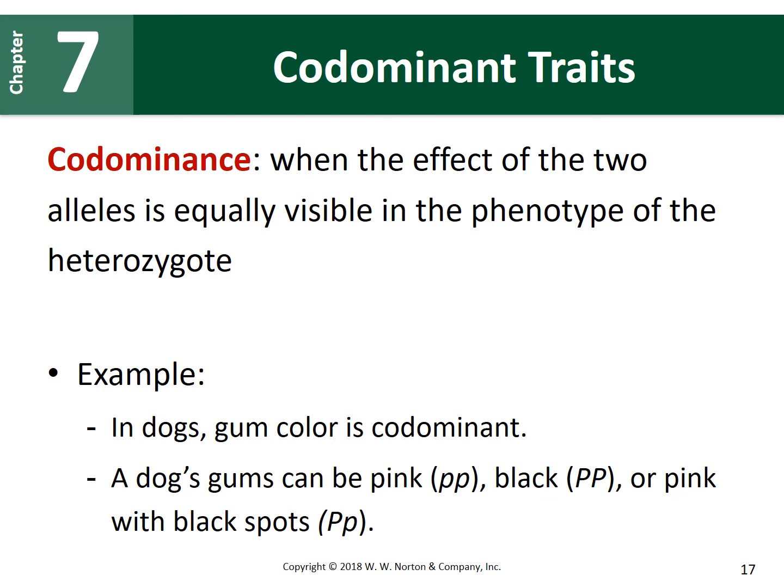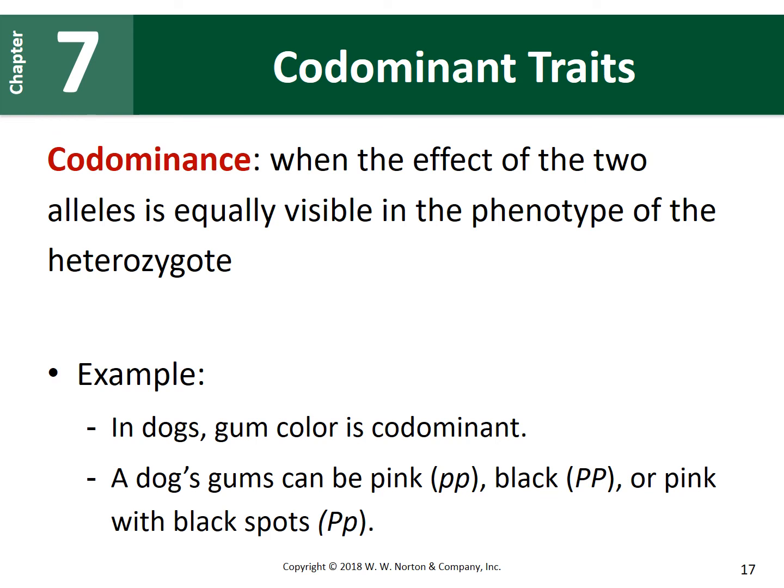Another little variation is called codominance. Codominance is when the effect of the two alleles is equal and it's visible in the phenotype of the heterozygous. So both of those alleles will be expressed at the same time. It's not like the incomplete dominance where both alleles are blended together. This is where those codominant alleles, you can see both of them.